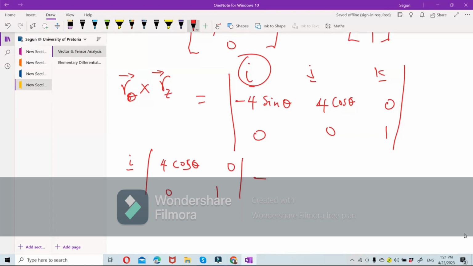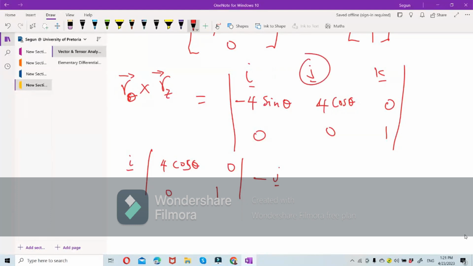Minus, because you are doing J, you release this one, you pick this, the row is paralyzed, the column also paralyzed. So you have what? Minus 4 sine theta, 0, 0, 1.